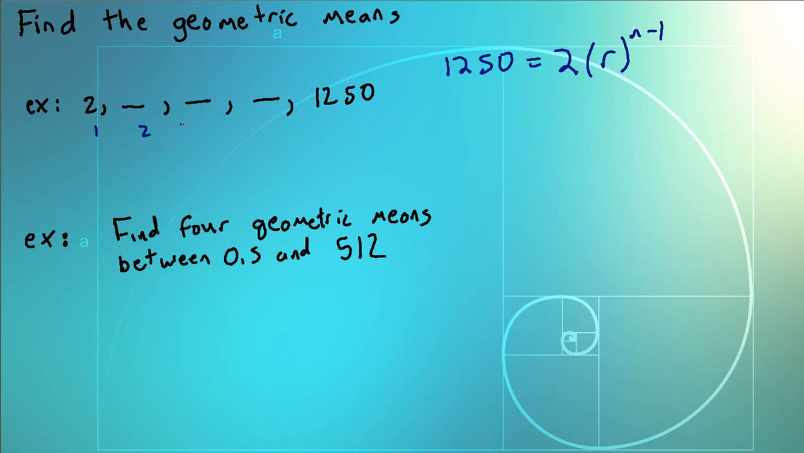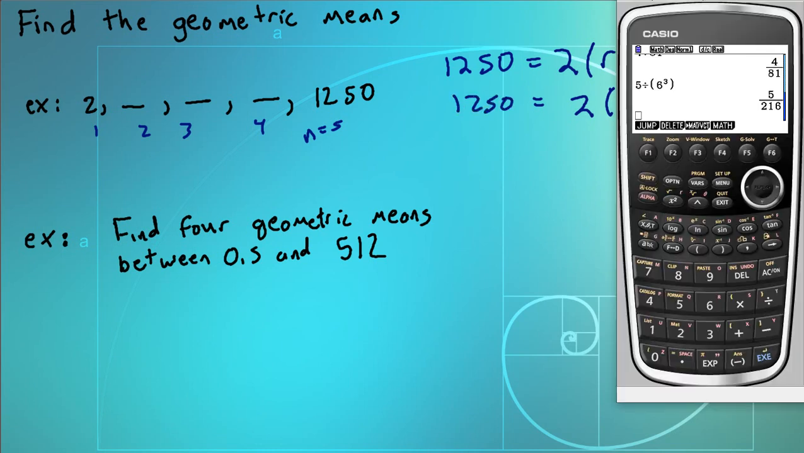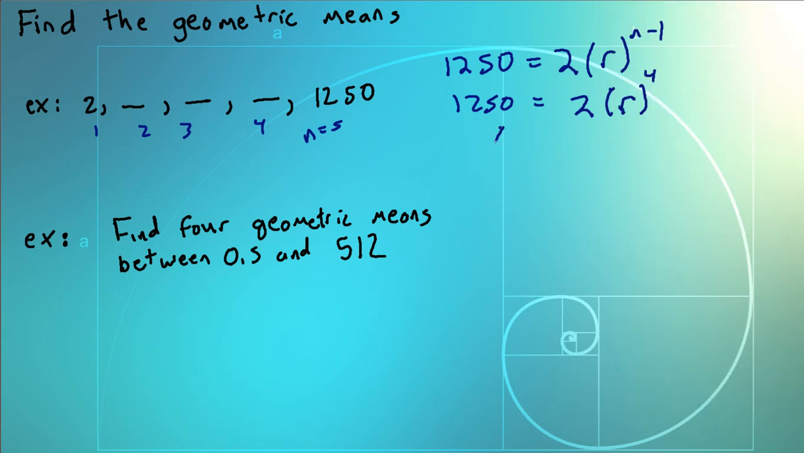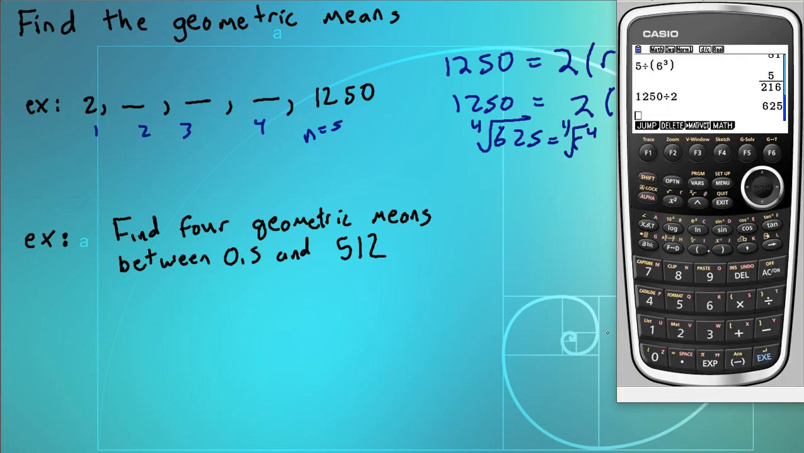Now, this is the first term, second term, third term, fourth term, fifth term. So n is 5. So if n is 5, then 5 minus 1 is 4. I'll divide by 2 and get 625. And now I'll undo this by doing the fourth root. And we can type that in our calculator by doing the exponent 1 divided by 4.